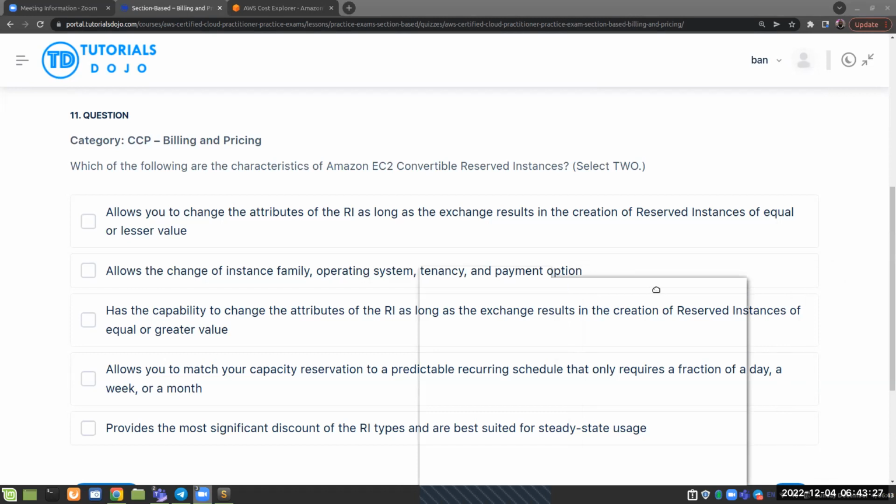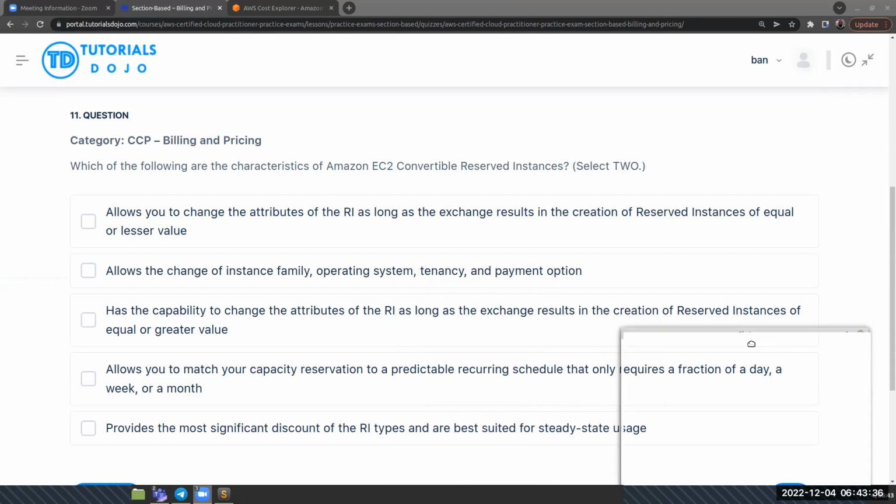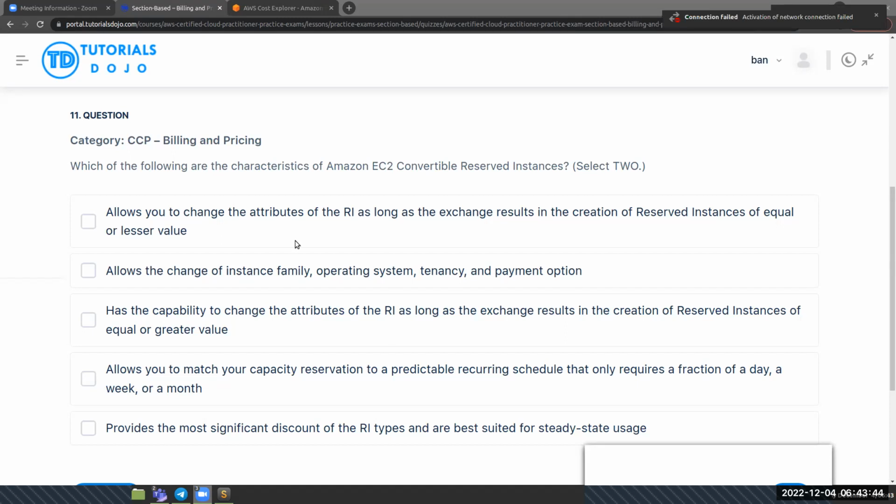So, characteristics of Amazon... I have to remove all of this. I hope you can see all the options. You are trying to give the characteristics of EC2 convertible reserved instances. Which ones will you pick? The first options, let me just read them.